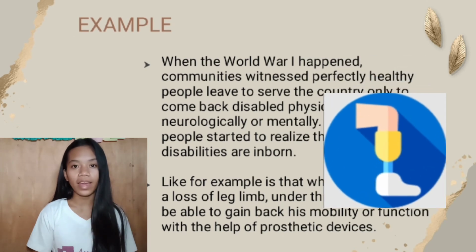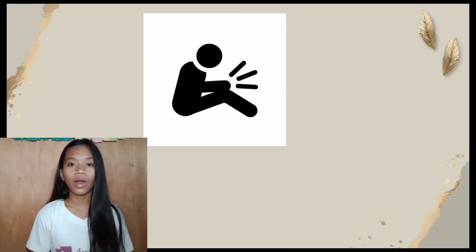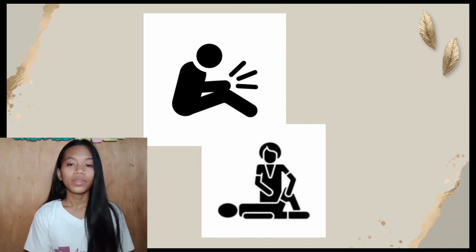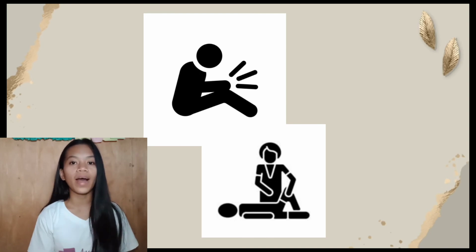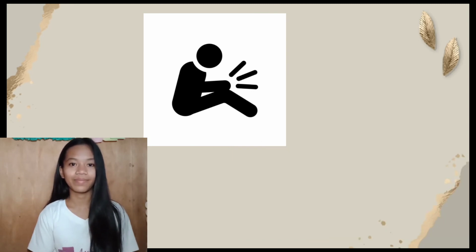And another example, to connect to what was mentioned earlier, is if an athlete acquires an injury and that injury leads to the disruption of his physical functioning. So under this model, with the help of a professional, he may be able to regain his functional capacity through the rehabilitative service or program that will be given to him by a professional. And with this, he may be able to get back on track again.